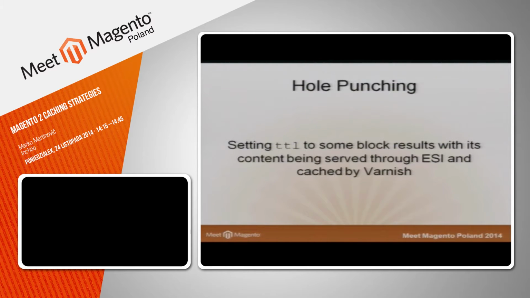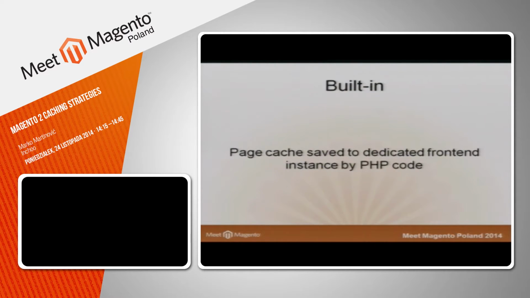Most of the blocks in the Magento 2 code are currently delivered by Ajax. Actually, only one block is delivered through ESI. It's the catalog top navigation, that little bar where you have all the categories. It's dynamic content, but there's nothing private there, so it can be cached through Varnish.